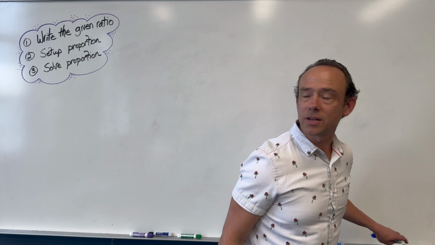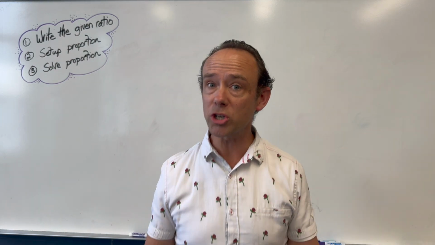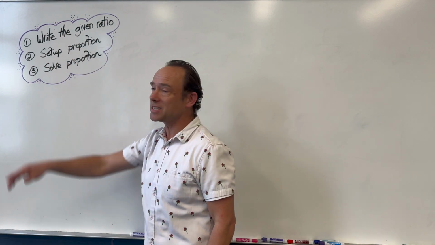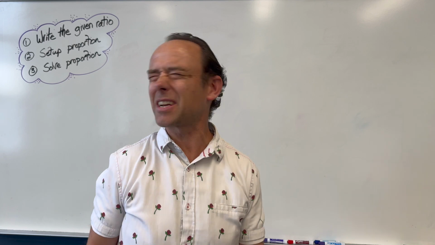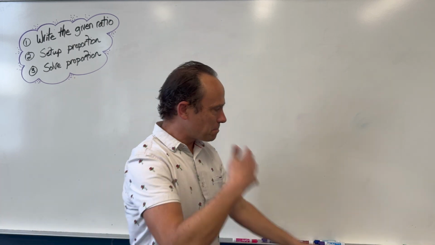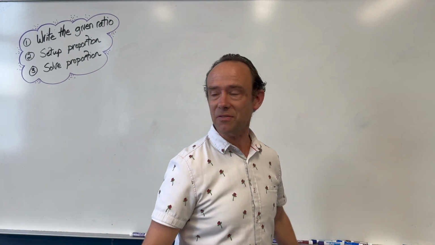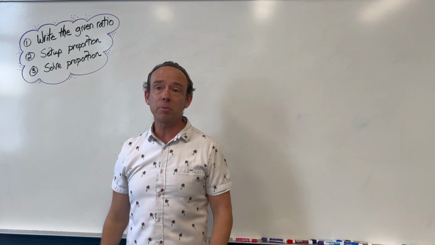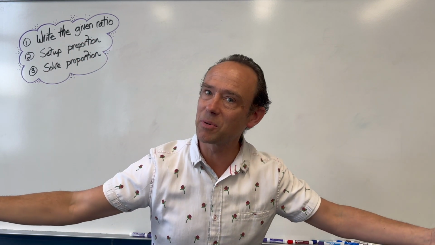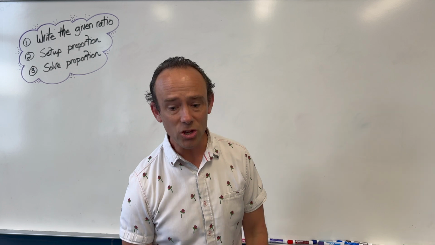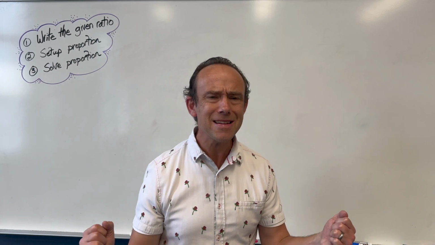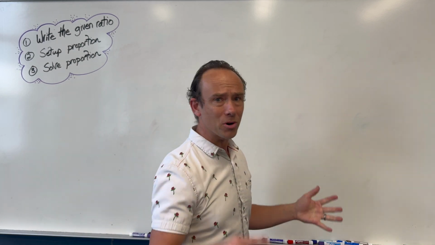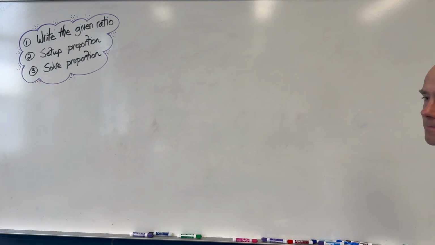All right, so solving ratio and proportion word problems. We got 3 steps and you don't even have to remember them. They're just kind of common sense things. They'll be built into your DNA if you do enough of these. But we're gonna write the given ratio, we're gonna set up a proportion, and we're gonna solve a proportion, all right? So let's just get started right now. I'm gonna write a problem on the board. We're gonna do 3 problems.